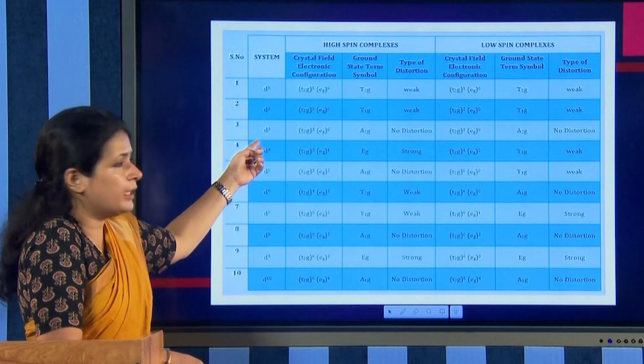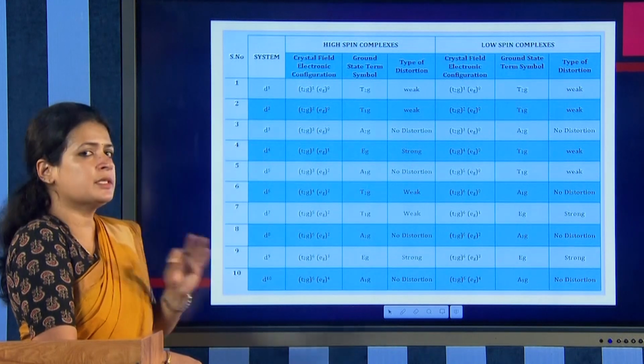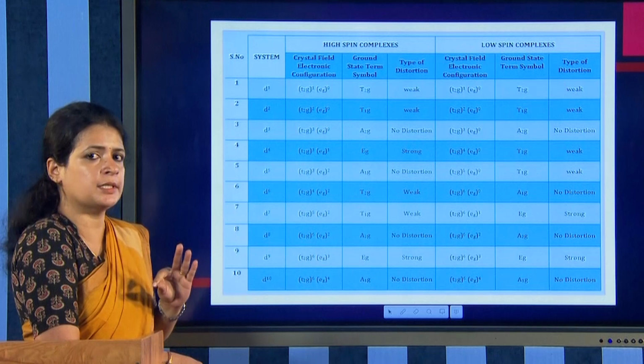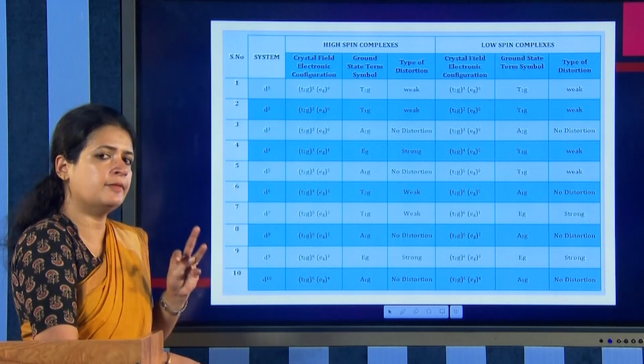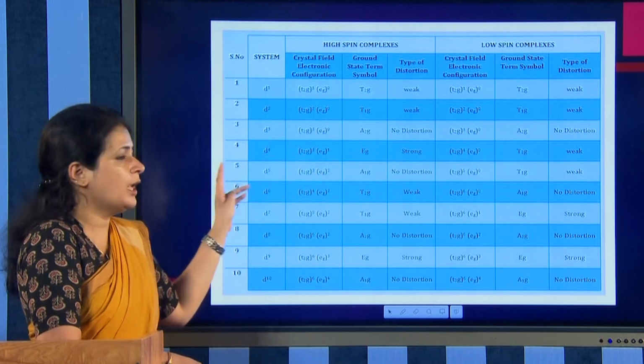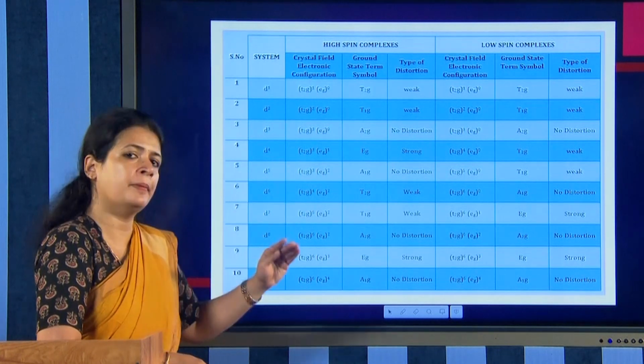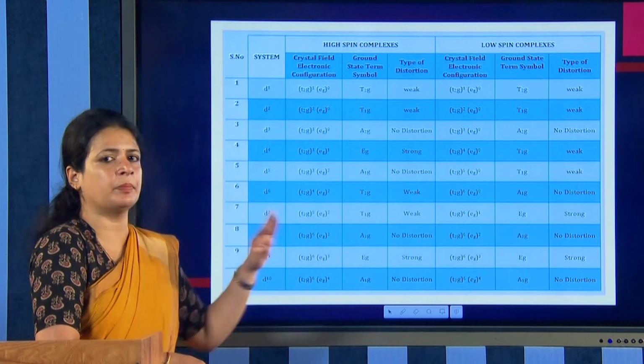While considering the d3 state, d3 means three electrons in the t2g orbitals. We have three d orbitals, dxz, dyz and dxy, and the three electrons will be occupied equally among these three orbitals.